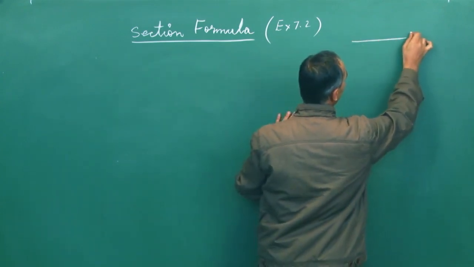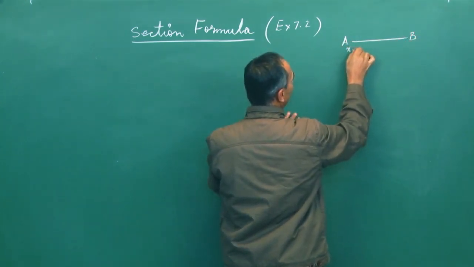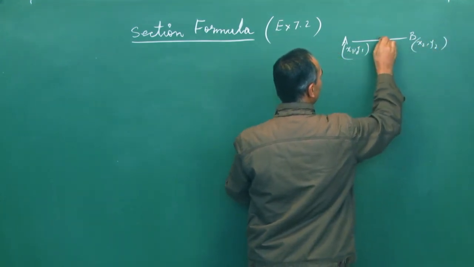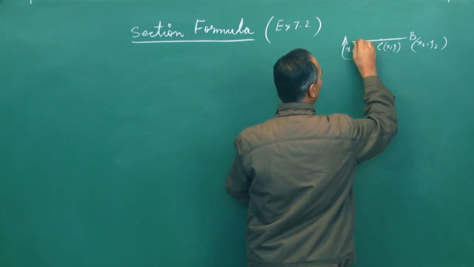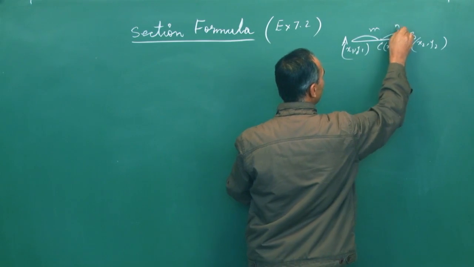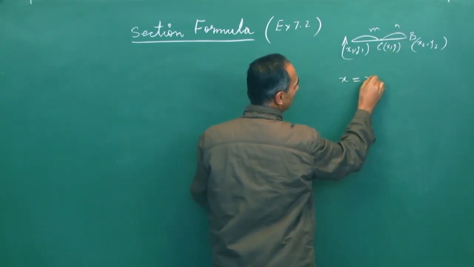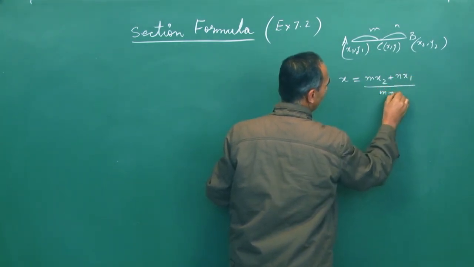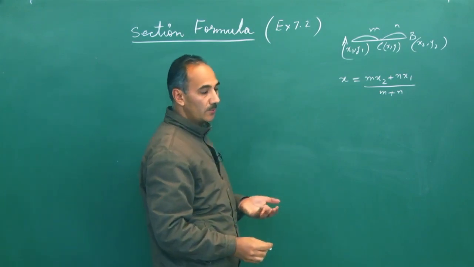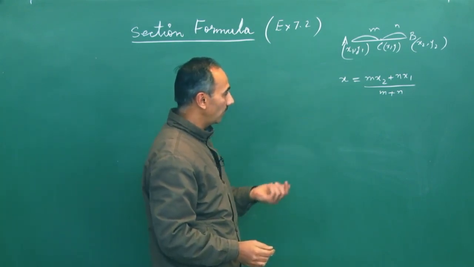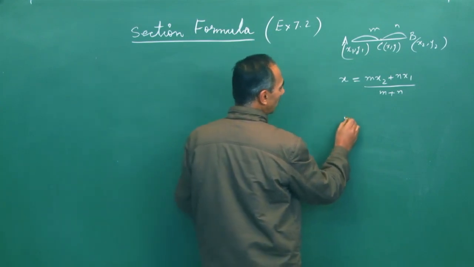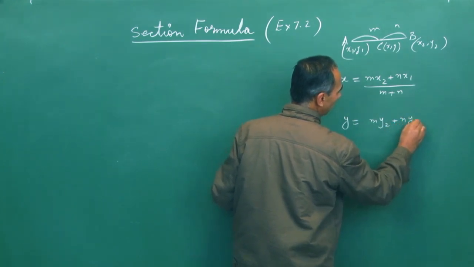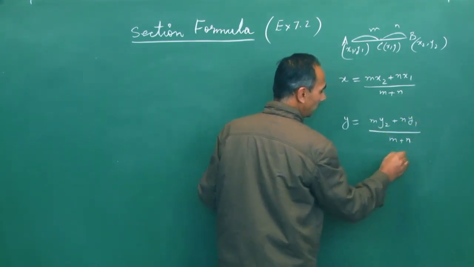This is my AB. If I take coordinates of A as x1, y1, coordinates of B as x2, y2, coordinates of C, you assume it to be x, y, and the ratio is m units is to n units. So you write the section formula as x is mx2 plus nx1 divided by m plus n, and y is my2 plus ny1 divided by m plus n. Just keep on writing this formula whenever you use a particular question in which this formula is to be applied, so that things get organized in your mind. So let's take the first question.